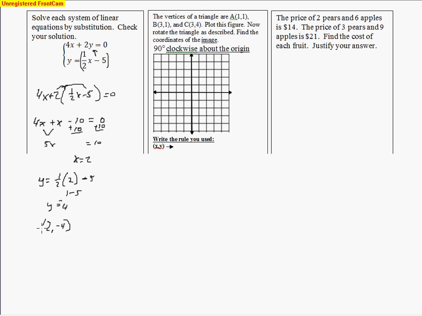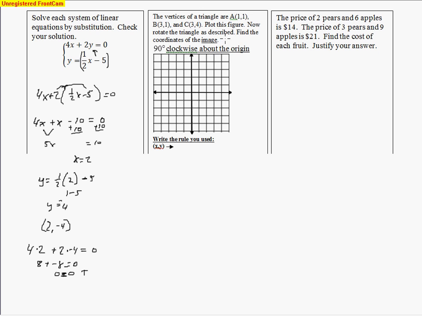And you can check your answer by substituting into the other equation. So 4 times 2 plus 2 times -4 should equal 0, and it does. 8 plus -8 does equal 0, so we get a true statement here. So this is true.